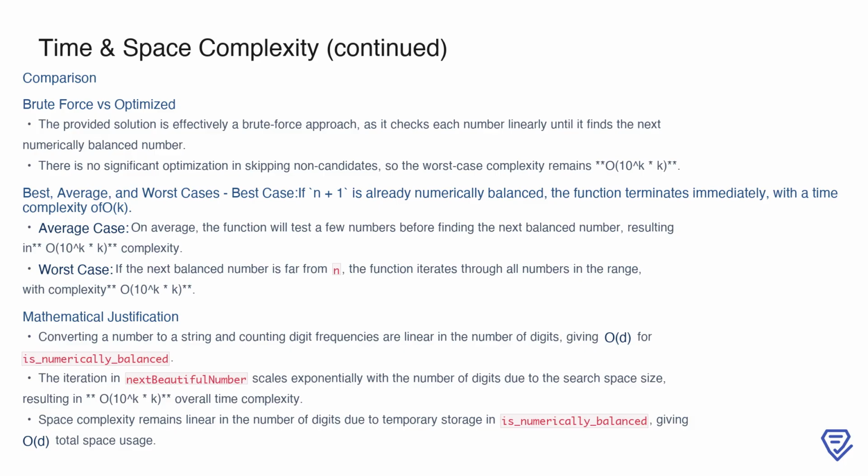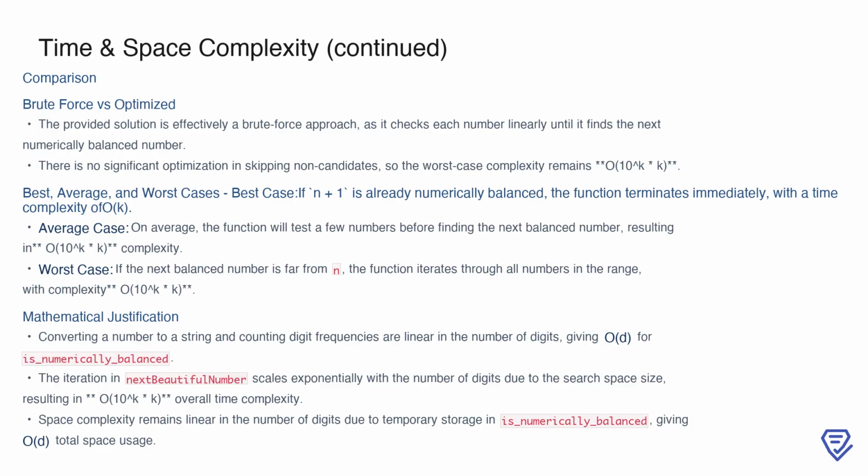When comparing this approach to other methods, it's clear that the solution is essentially a brute force approach. It checks each number linearly until it identifies the next numerically balanced number. Since there is no optimization to skip non-candidates, the worst-case time complexity remains O(10^k * k). In the best case, where n+1 is already numerically balanced, the function terminates immediately, with a time complexity of O(k). On average, the function will test a few numbers before finding the next balanced number, leading to a complexity of O(10^k * k).